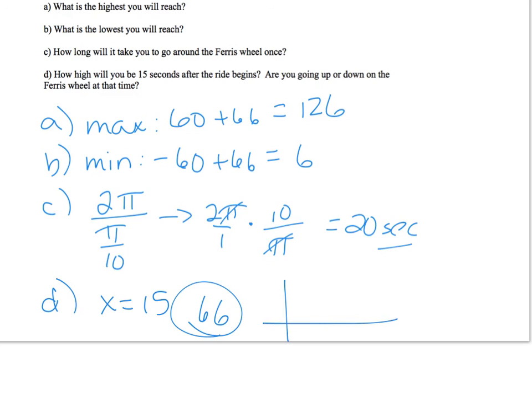Are we going to be going up or going down? Well, I kind of need a graph to do that. So I'm just going to quickly sketch. We have 6 is the min, 126 is the max. This is a Ferris wheel, so you get on at the bottom. It takes 20 seconds to make the full ride. So to go from all the way up and then back down again, it takes 20 seconds. So that's over here is the min and the min. The max is here, right in the middle at 10 seconds. So at 15 seconds, you're going to be going down. Okay.